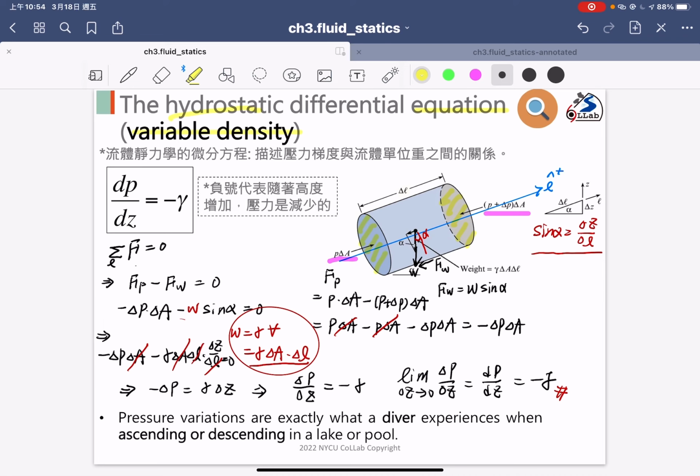But for the gas, the density can be changed, because if you apply a compression force, the volume of the gas will decrease, right? And when the volume changes, the density will also change. Based on the hydrostatic differential, we derived the equations, but there we assumed the gamma will change.